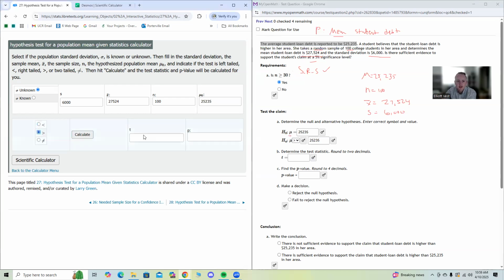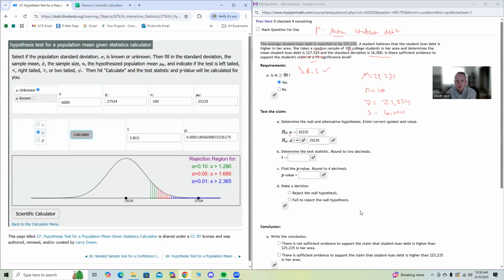We said higher for the alternative hypothesis, and let me hit calculate. And look what we got here. This is the test statistic. We use t for t distributions. I haven't really talked that much in class about that, but that is rounded to two decimal places. So let's go 3.82. The p-value is 0.0001 in this case.